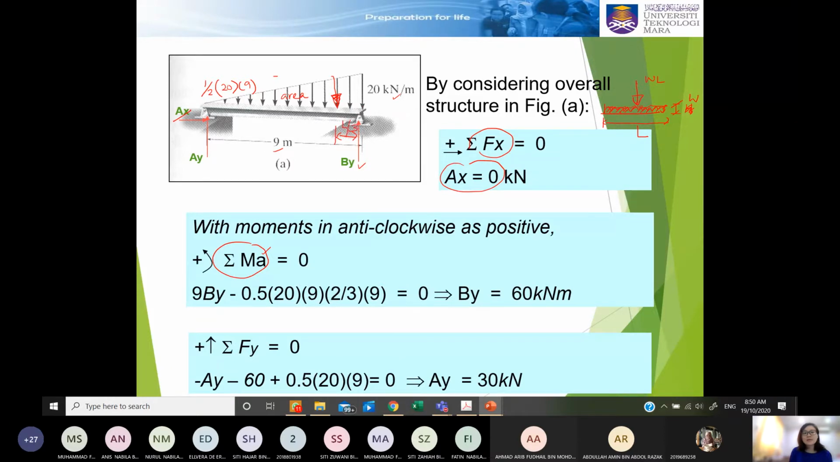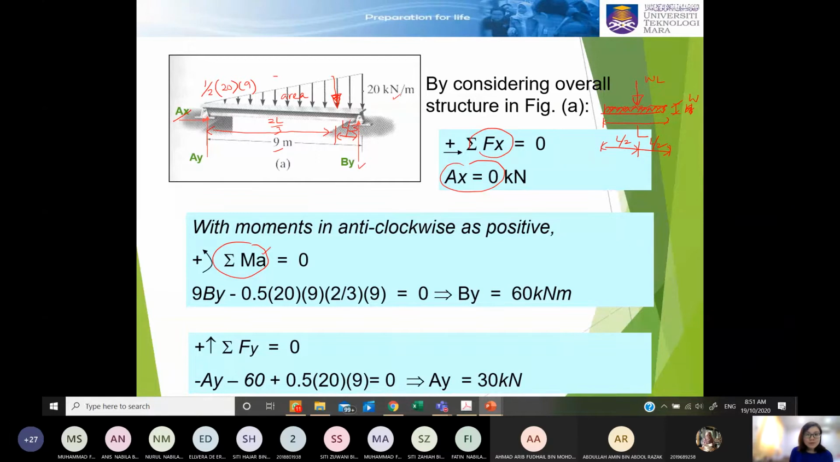Okay, distance. And the other distance will be 2/3. So now, how about the rectangular? Where is the centroid? It will be half.